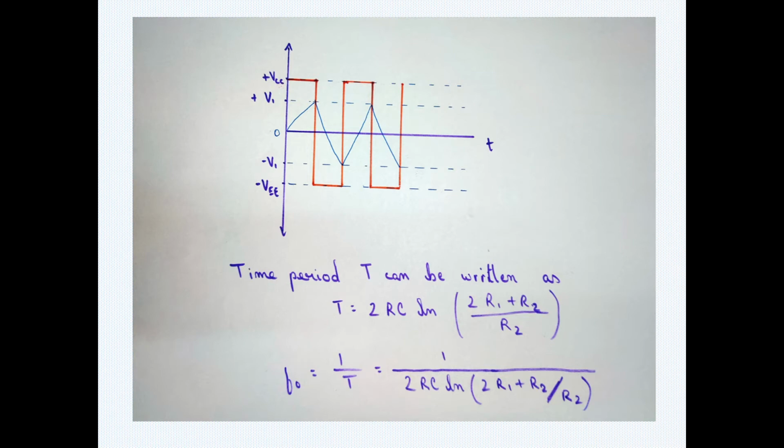From this equation we can see that if the constants R and C get smaller, then the frequency will get higher. If R and C get smaller, the frequency will get higher, and if R and C get higher, then the frequency will get smaller.